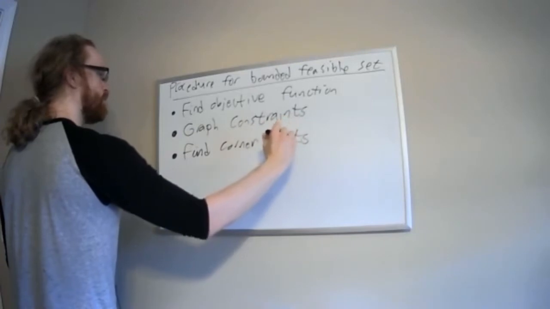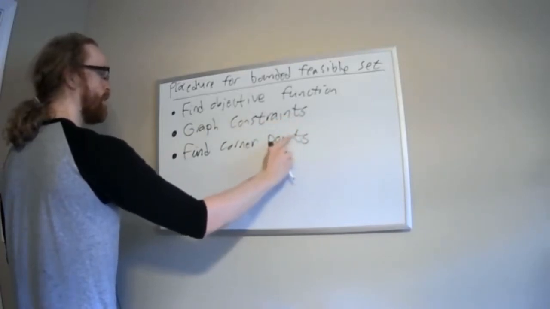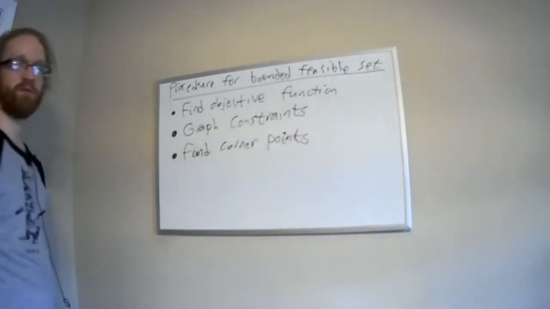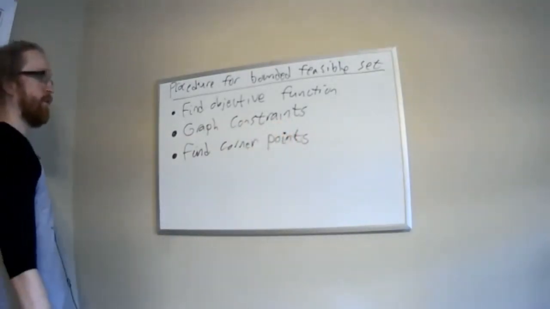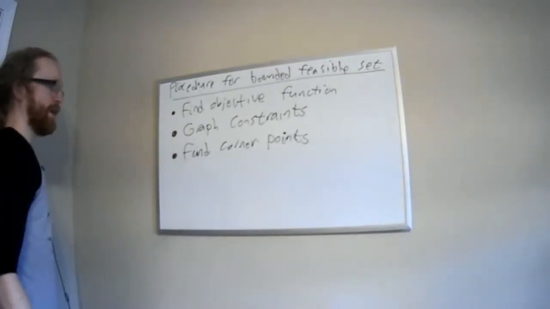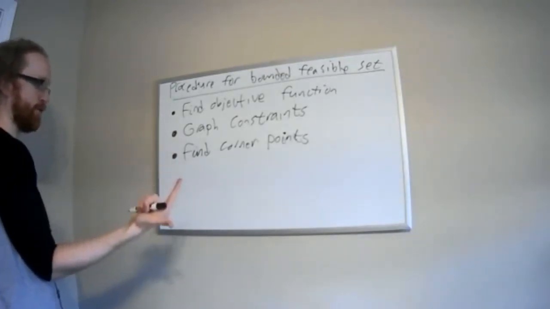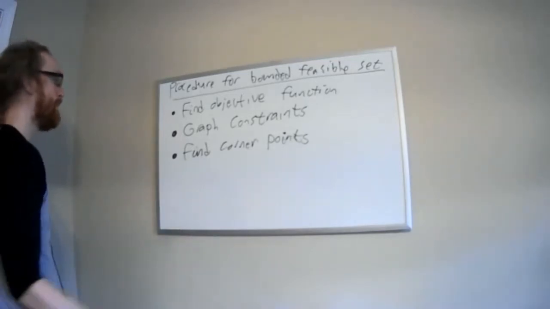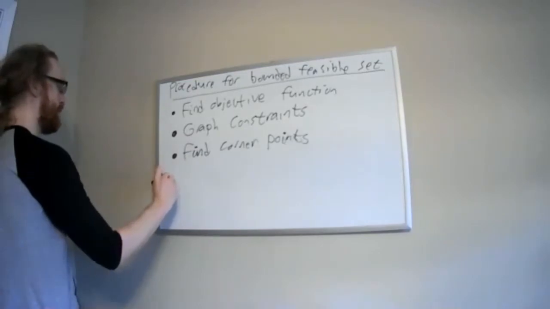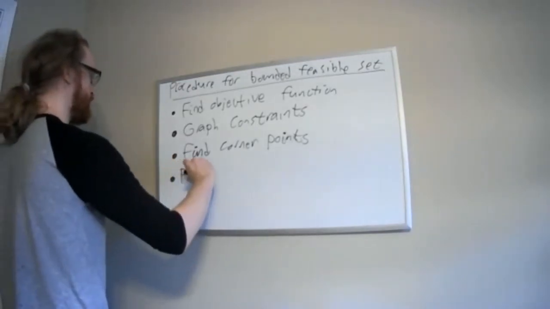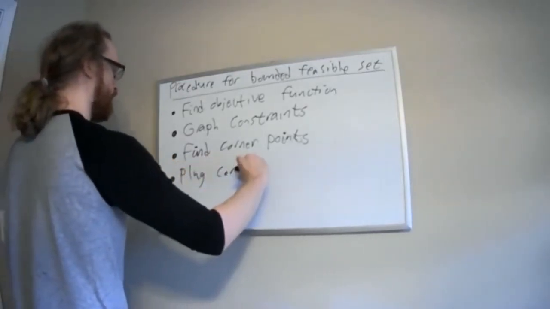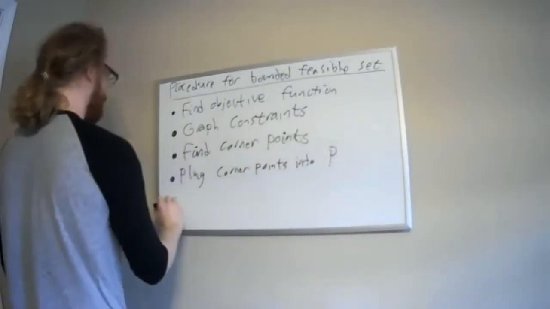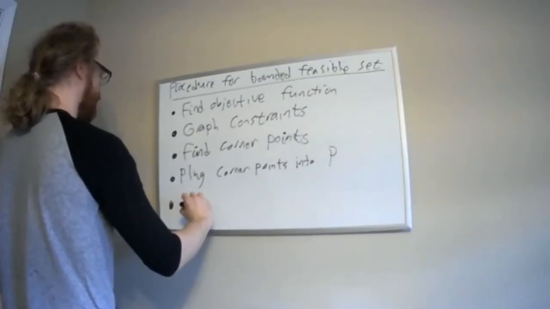So graphing it will give you a guide as to not only where the corner points are, but it'll also tell you whether or not your feasible set is bounded anyway. So we definitely need to graph them to indicate whether or not the feasible set is bounded, and then also to see where your corner points should at least approximately be and how many you have. Then we need to find the corner points, and then finally, we just plug the corner points into P. And then we just indicate the min or the max.